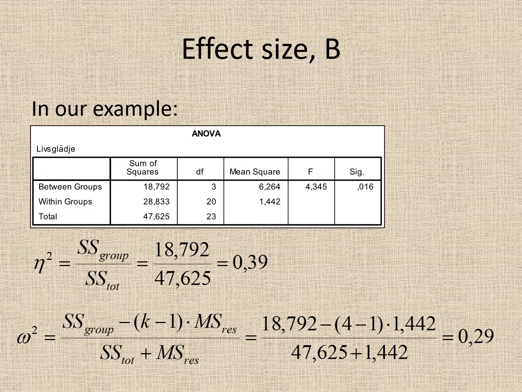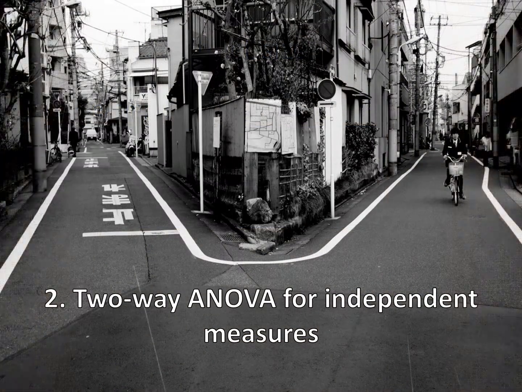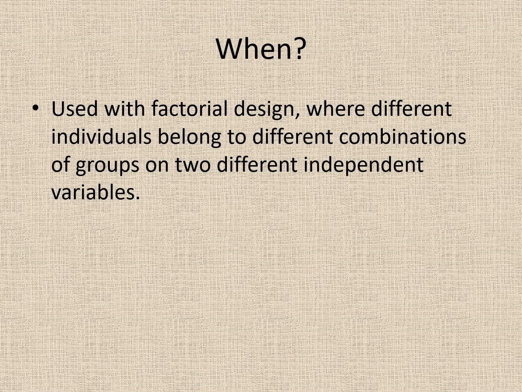We come to two-way ANOVA for independent measures. You see that's two-way ANOVA? So we have 2 independent variables. So it could, for instance, be that people get different treatments and they have differing sex. So every person belongs to one combination of sex and treatment. Okay, that's called factorial design.